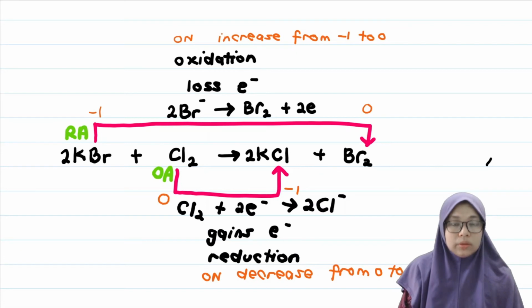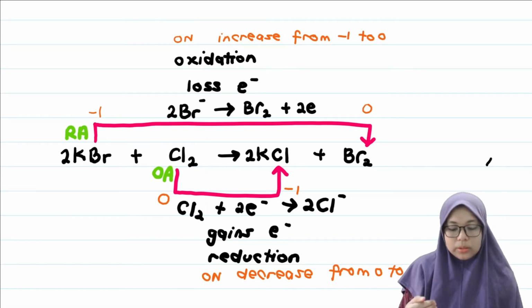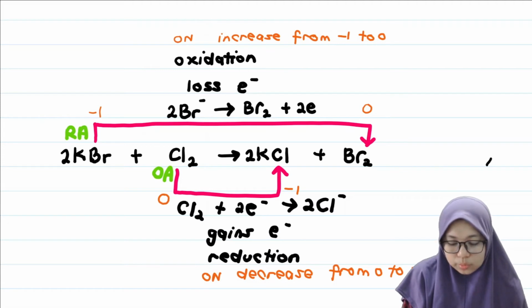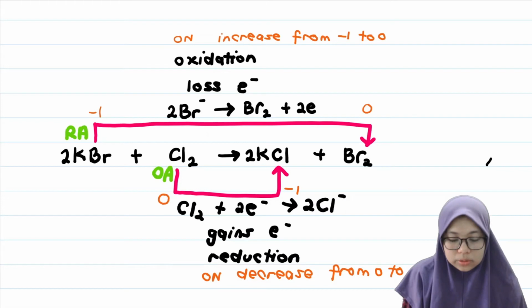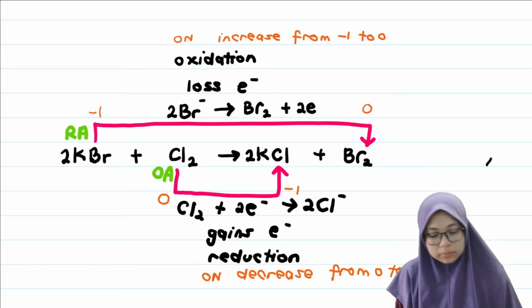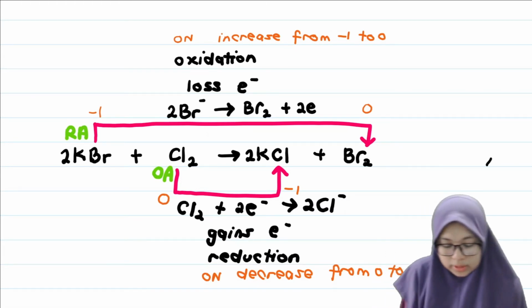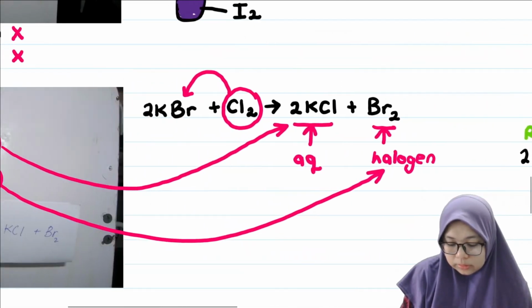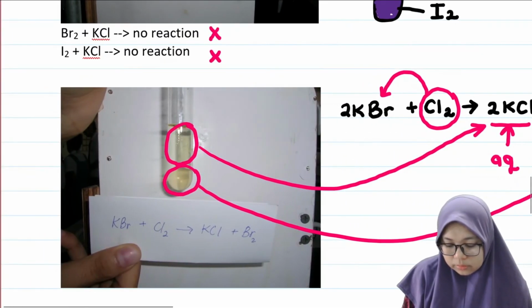Okay, so this is the first reaction. You can write down the half equations. 2 bromide ions release 2 electrons to form a bromine molecule. Chlorine accepts 2 electrons to form 2 chloride ions. So let's look at the next reaction.